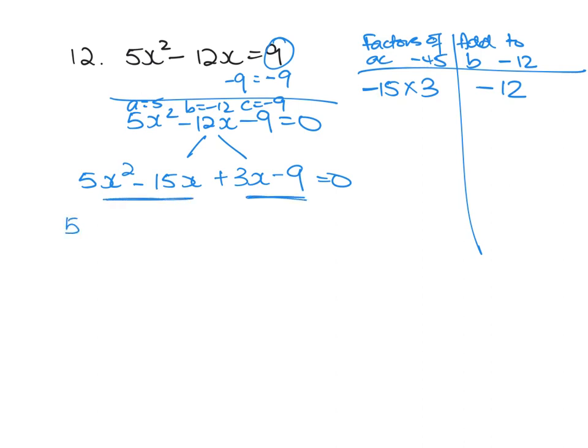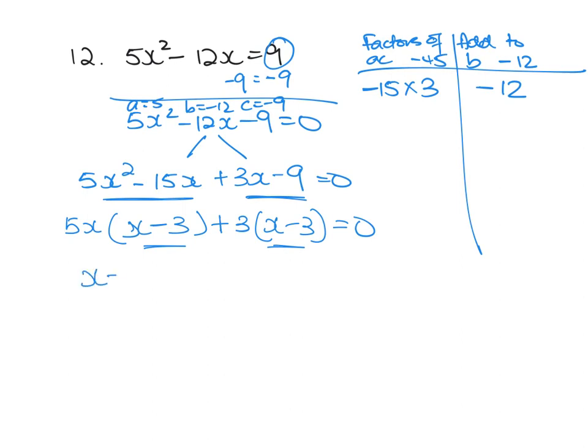We see what are the factors. So we have 5x, and we're left with x minus 3, and here we have the HCF of 3. This is a positive 3. We're left with x minus 3. So x minus 3 is common to both. So we get x minus 3, and we're left with 5x plus 3 equals 0. We now have a factorized quadratic equal to 0, which we can easily solve.